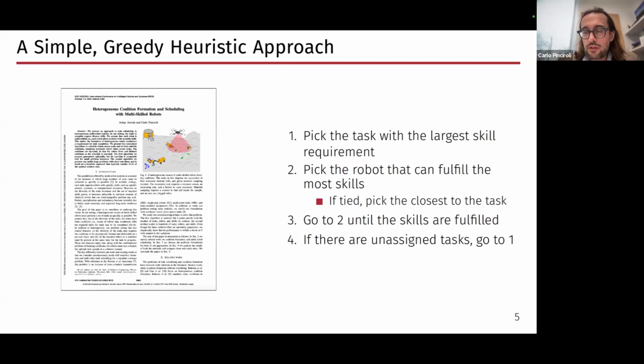So we said, let's get the task with the largest skill requirement, and then we pick the robot that can fulfill the most skills within that task, and if we have ties, we pick the closest robot to the task. Then we keep adding more and more robots to the task, according to the contribution that the robots can give. Once a task has been completely filled, we go to the next task, again picking the next task with the largest skill requirement.